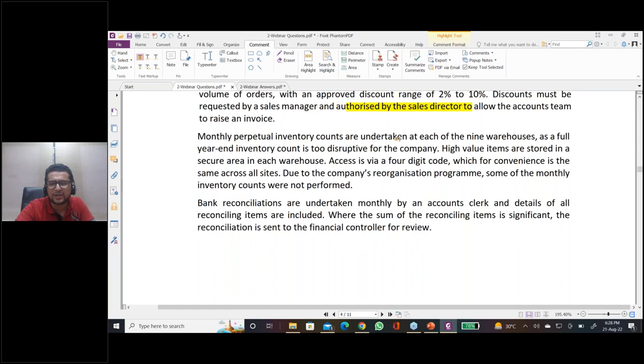Monthly perpetual inventory counts are undertaken at each of the 9 warehouses, as a full year inventory count is too disruptive for the company. Okay, they keep on with the perpetual inventory count. High value items are stored in a secure area in each warehouse. Access is via a 4-digit code, which for convenience is the same across all sites. Due to the company's reorganization program, some of the monthly inventory counts were not performed. So in this paragraph, my dear students, there are 2 deficiencies. Can you identify which 2? Help me out.